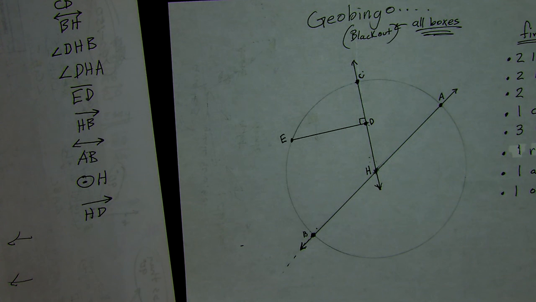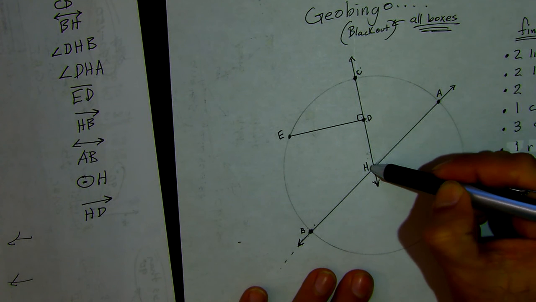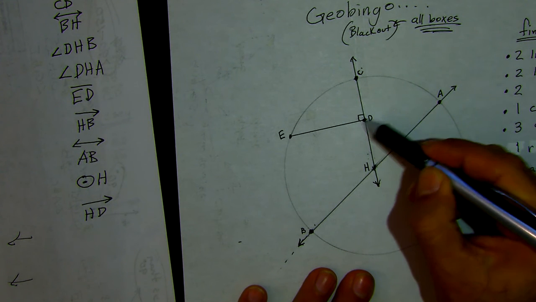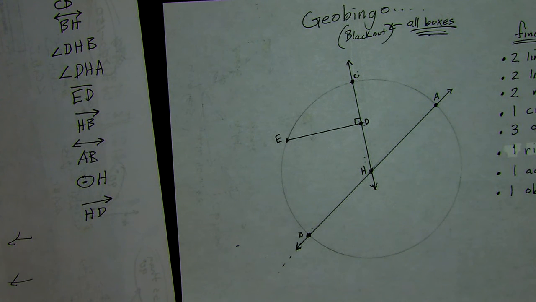Oh, so close, Marco, but so different. DH. You guys said this exact same thing. Two people had Ray DH, and I'm glad you didn't say that was the same thing. HD is this way. DH has an endpoint at D and goes towards H, goes down. So we're getting it. Every single one we go through here, we're getting better.